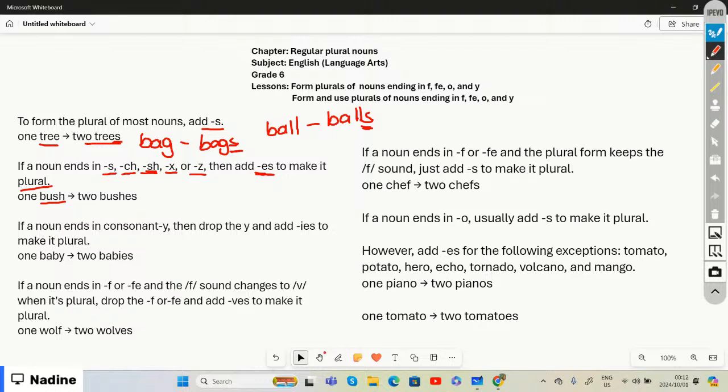But now, if I say two, then I'm going to add an es to the word bush to make it plural. So now I have one bush, but two bushes. And as you can see, there we have the word bush, and we added es to that word to make it plural. So one bush, two or more bushes.